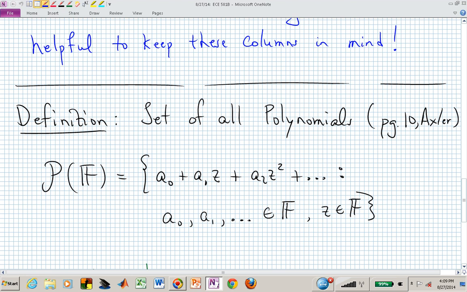It's a field, and generally in the textbook, when they say F, it could be either the reals or the complex numbers. So F could be either of those, meaning our coefficients, a sub 0, a sub 1, those could be complex coefficients, or they could be real, and z, which is our variable in the polynomial, could come from the set of real numbers or the set of complex numbers.